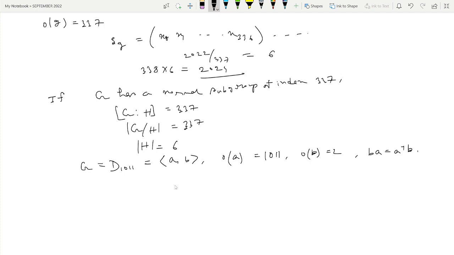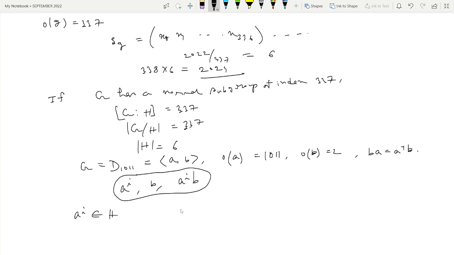Now see, G contains elements of these three types: a to the power i type, a, a square up to a to the power 1010, then one element is b, and the other elements are of the form a to the power i b. These are the three types of elements in G. So H contains only these three types of elements. So first let us suppose that some a to the power i belongs to H.